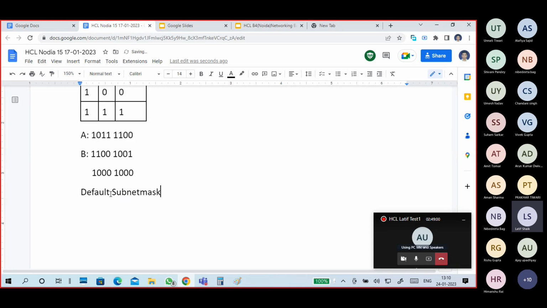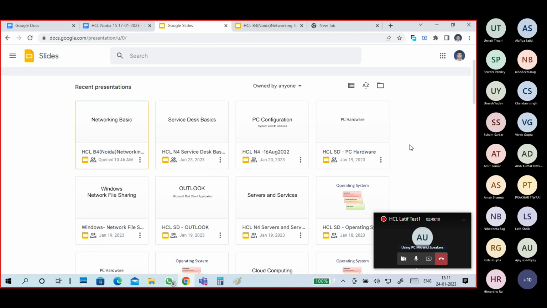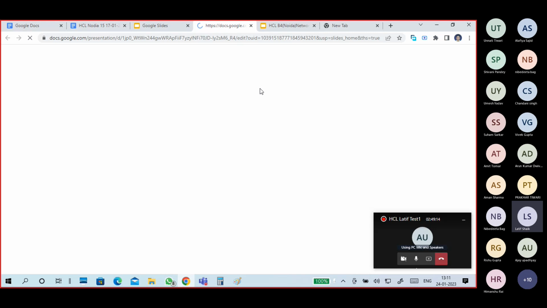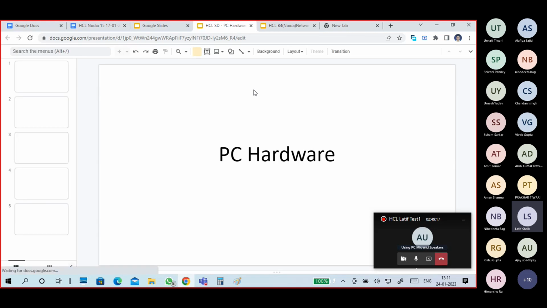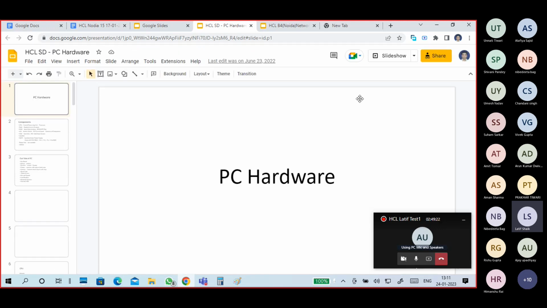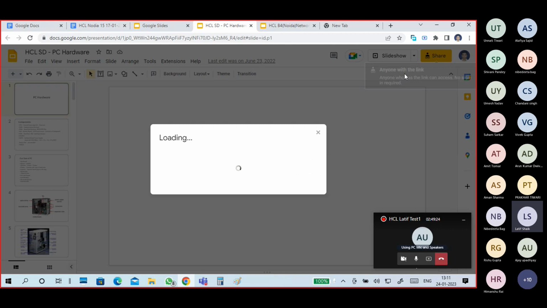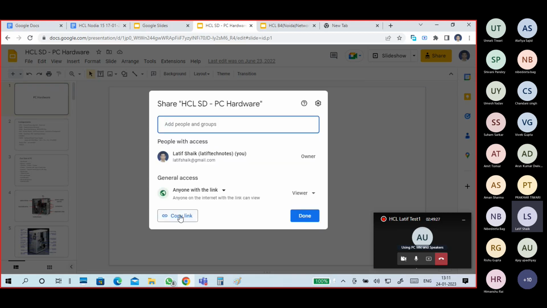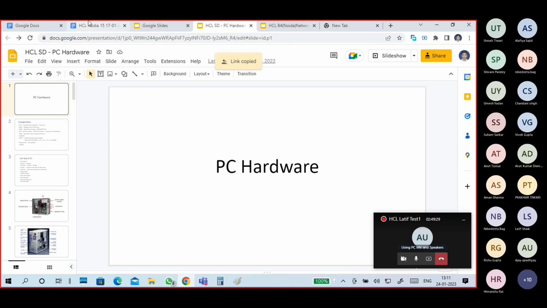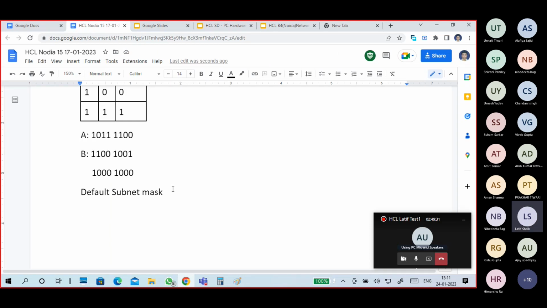It's already 1 o'clock. So tomorrow I'm going to start with PC hardware. Tomorrow is Wednesday, right? So Wednesday, Thursday, Friday, we're going to complete this PC hardware plus basics of operating systems. This Saturday I'm going to take the class on servers, like Outlook, VPN, that concept.